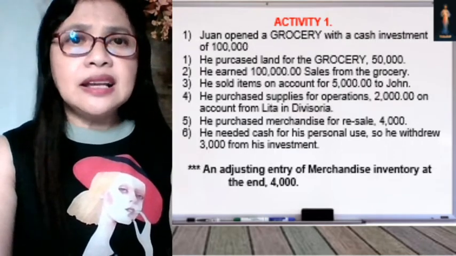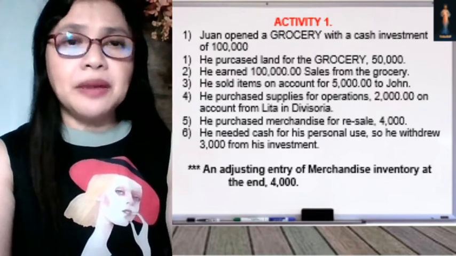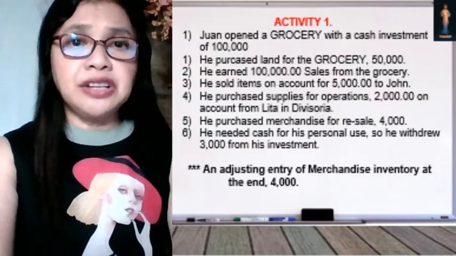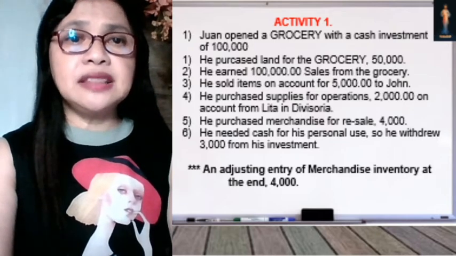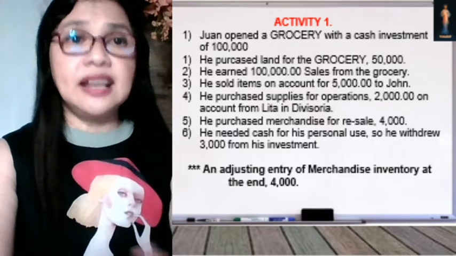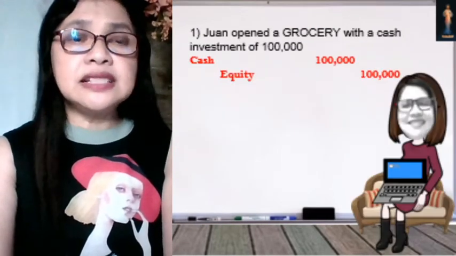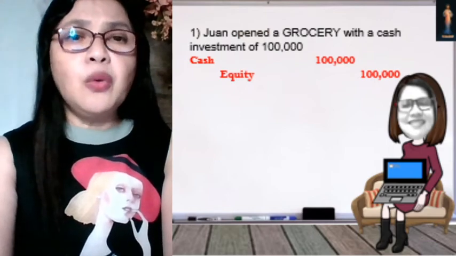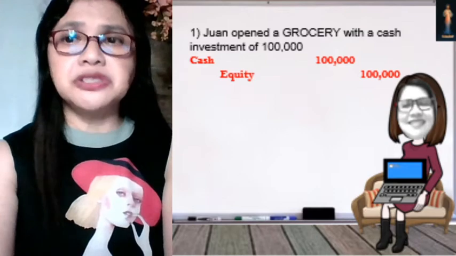Activity 1 has 6 transactions. We will discuss this one by one, and we should take note that the adjusting entry of merchandise inventory at the end of 4,000 will be recognized later. So now let's work on transaction number 1. Juan opened a grocery with a cash investment of 100,000.